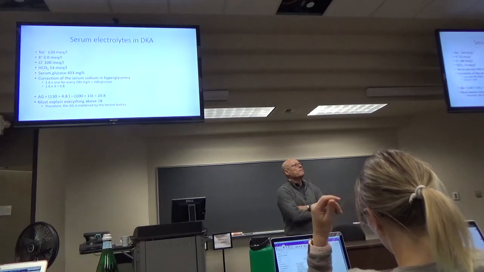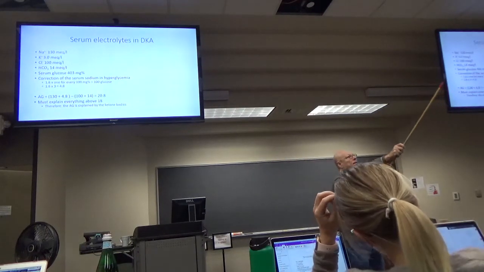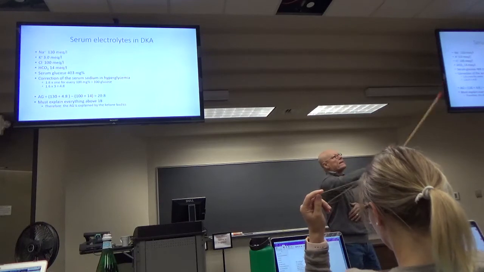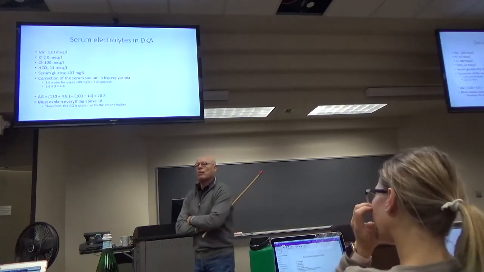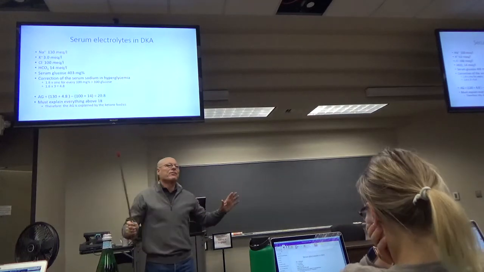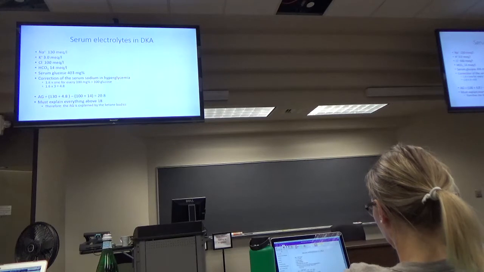So you would add 130 plus 4.8, that'd be the sodium. And you'd subtract 100 plus 14. Now you've got an anion gap of 20.8. That's a wide anion gap. I've got to explain everything over 18. So now I've got a wide anion gap acidosis. I've got to figure out what's the anion.